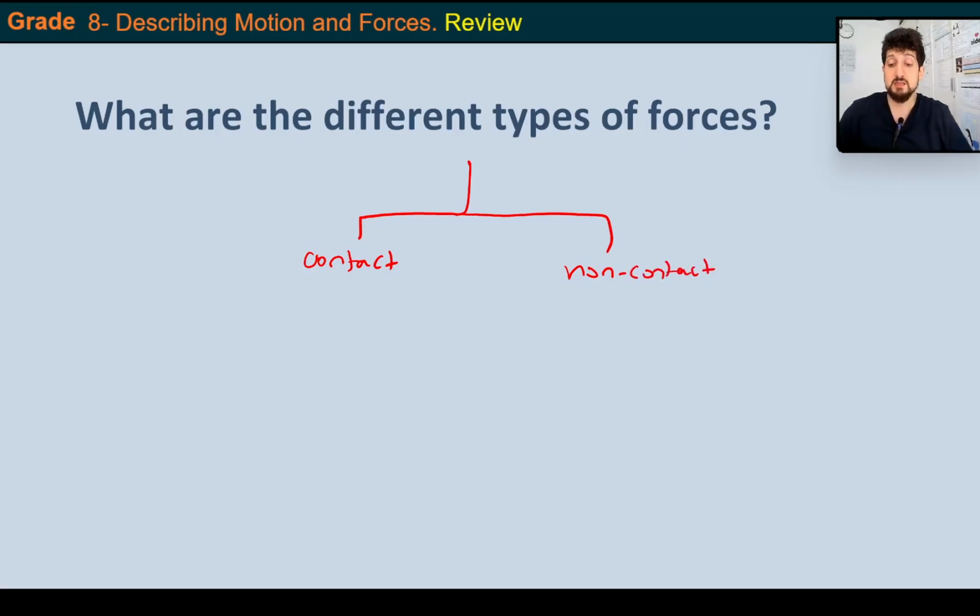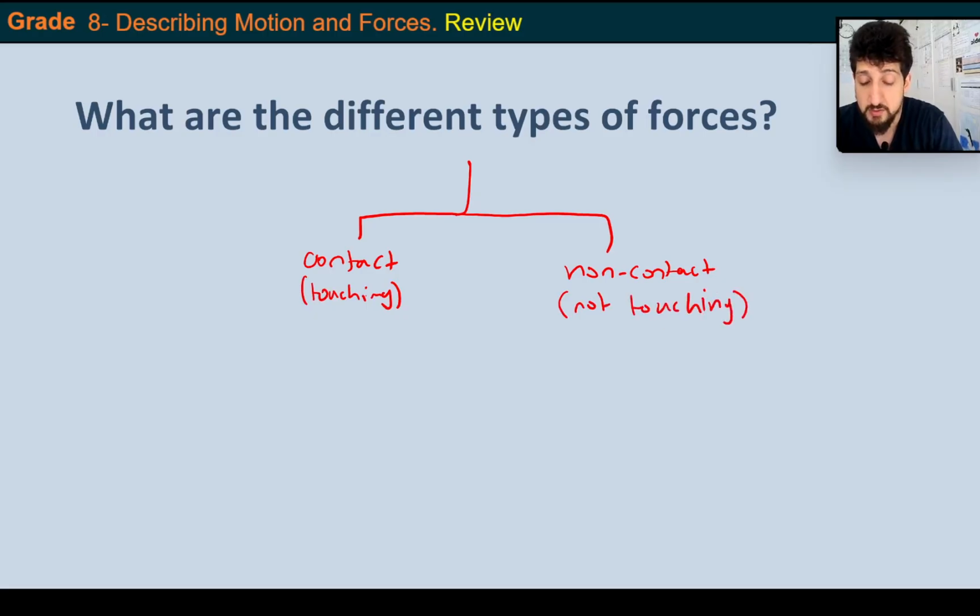Non-contact forces. So basically what this means is if they are touching each other, they are contact forces. Touching, contact. Okay? And if they are not touching each other, then they are non-contact forces. Okay, so let's go to contact forces.